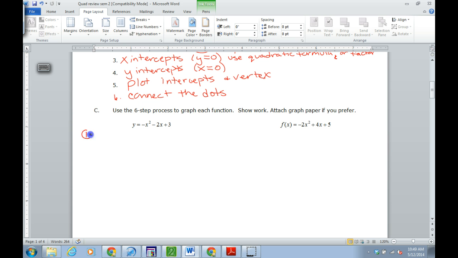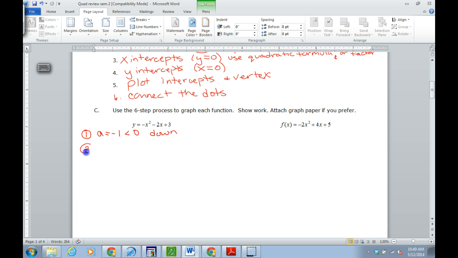So number 1, we need to find out if it opens up or down. So my a value is what in this case? Negative 1, which happens to be less than 0, which means it opens down. Okay, so that's the first thing we know.